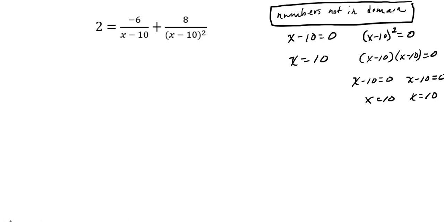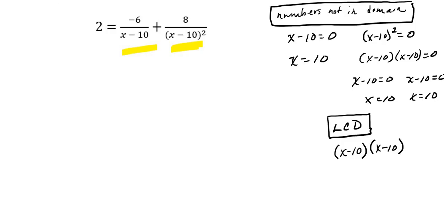Now I'm going to find my least common denominator. So looking at my first fraction, this tells me I need x minus 10 as one of my factors. Looking at the second fraction, this tells me I need x minus 10 squared. Well, I already have one of the x minus 10s. I just need one more. So there's my least common denominator. Now I'm going to multiply all three terms by my least common denominator.